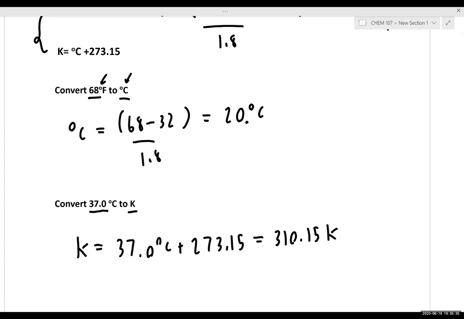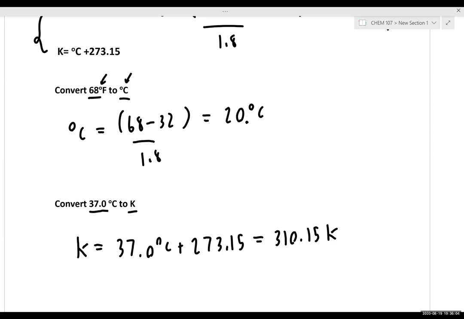Any questions? Yes. Professor, the book said that it's 273. Yes, the 273.15 is more accurate, but if you just do plus 273, that's more than okay. It's the same conversion factor. The book just removed the last two decimal places.